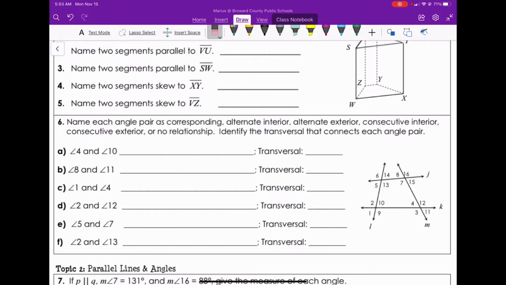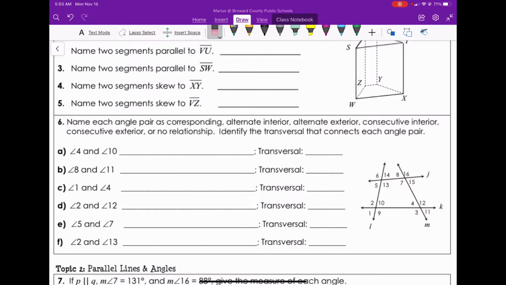Now, I'm going to identify the transversal first. The transversal is key. If they both are on the same line, then more than likely, 9 times out of 10, they have some type of relationship. If they're not on the same line, then there's not going to be any relationship, okay? So this is what I mean.